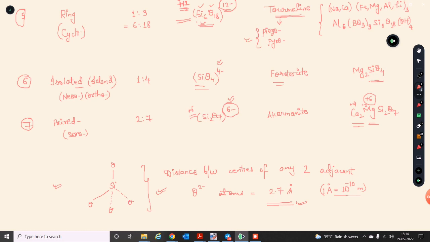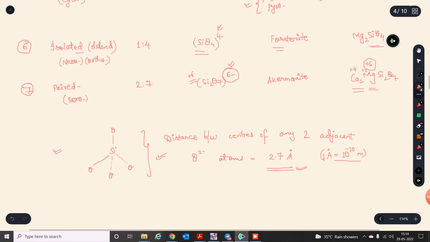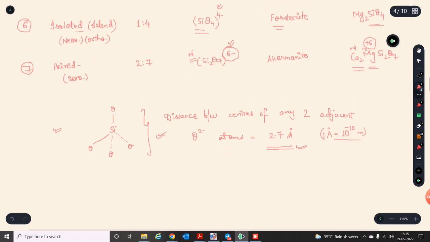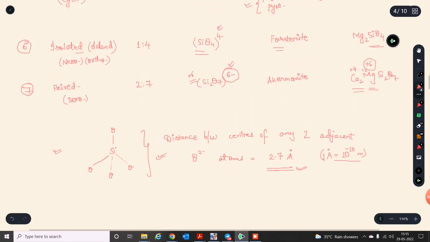For sorosilicates, the tetrahedra are linked by sharing of only one oxygen atom. For soro, it will have a structure like this. Only one oxygen atom will be shared both ways. So it will have this kind of structure: O here, O there, and again O here. You can see one oxygen atom is shared. That is why we see 7 oxygen atoms and 2 silicon atoms. So it becomes Si2O7.